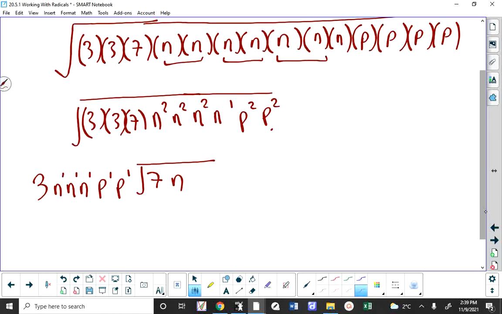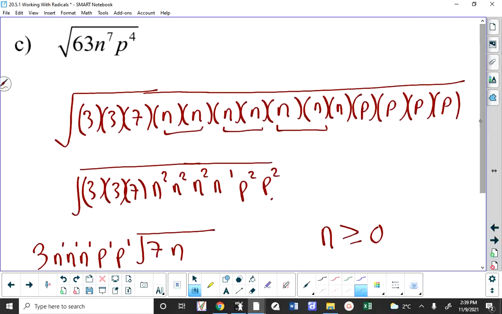Okay, now the restrictions. N must be greater than or equal to 0, and I'm looking up here. I'm not looking at the bottom. If you look at the bottom, you will get the right answer in this question, but I don't want you to look at the bottom, because you won't always get the right answer by looking there. I do not have to put a restriction on P. But the reason I don't have to put a restriction on P is not because there's no P's left over. That's not it.